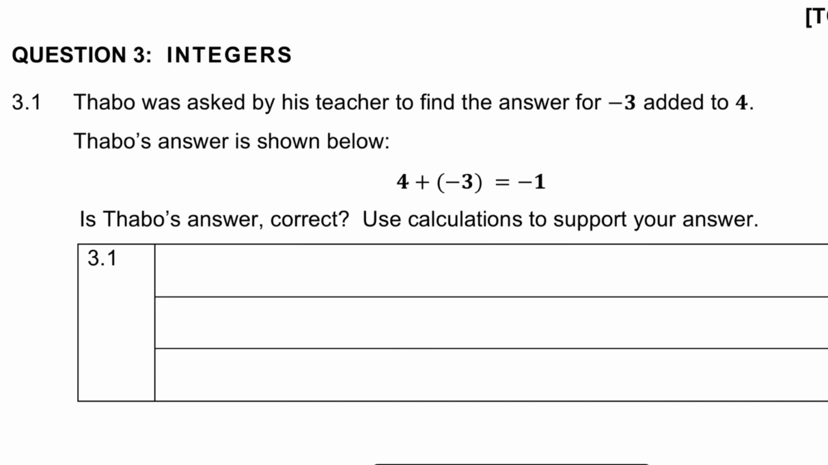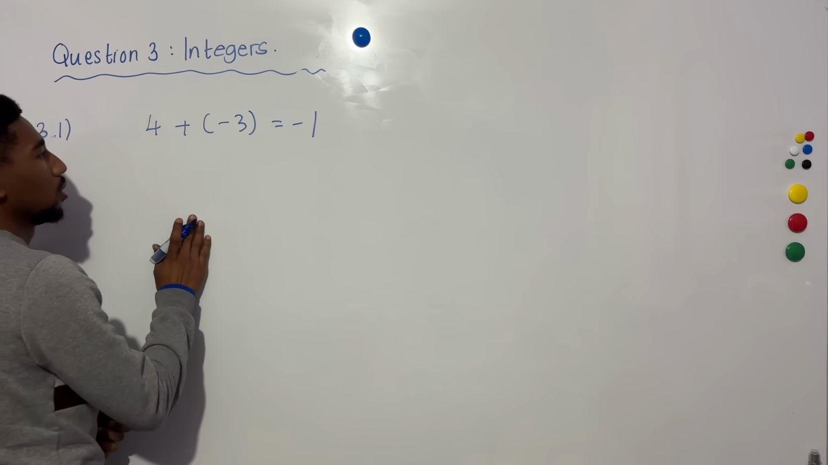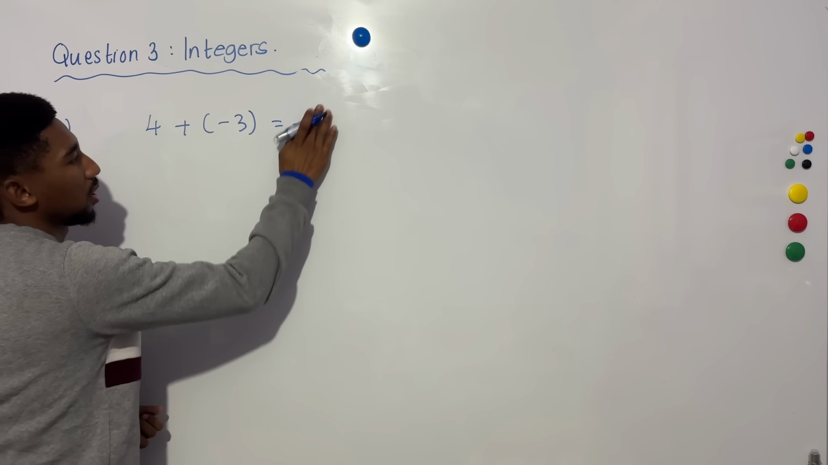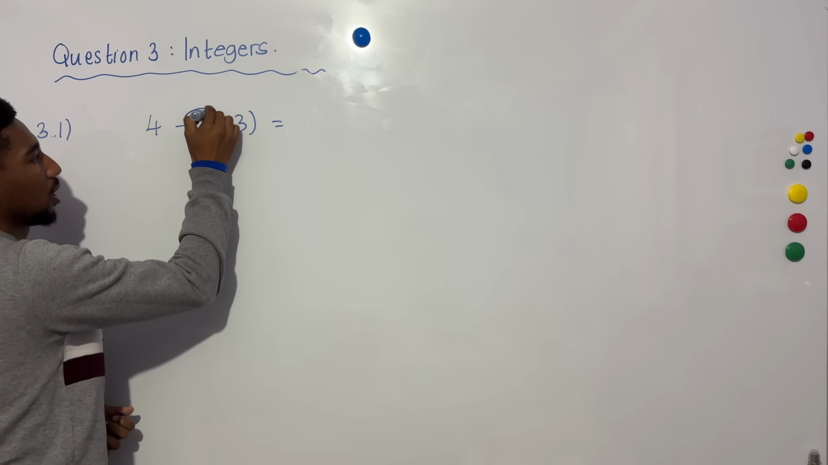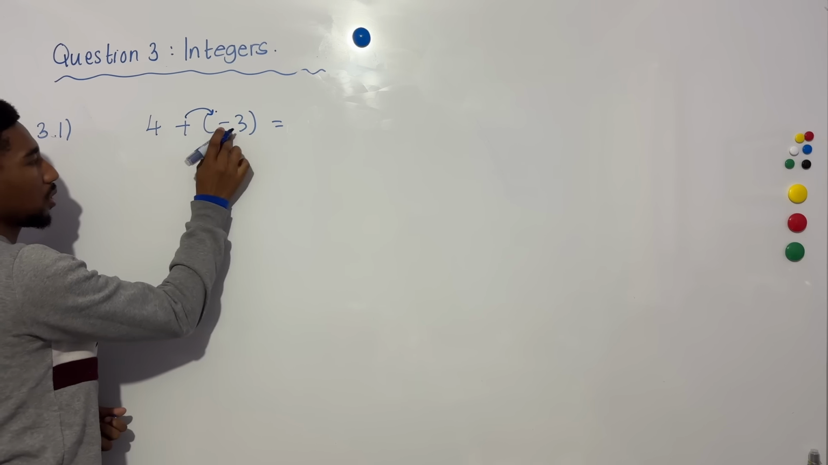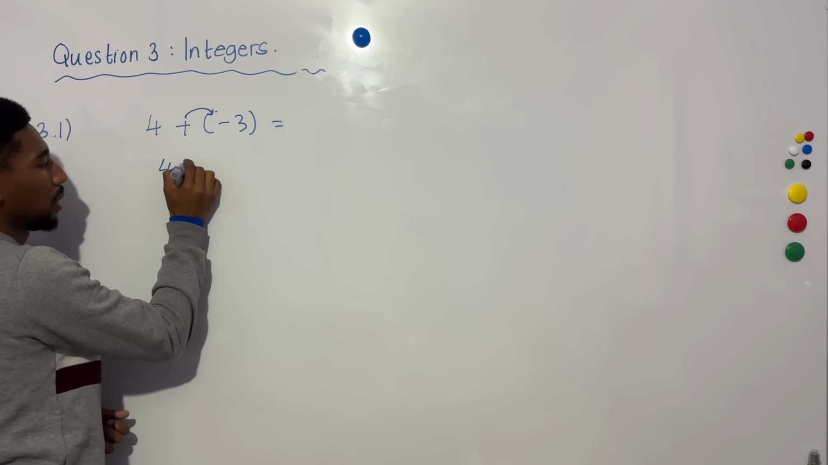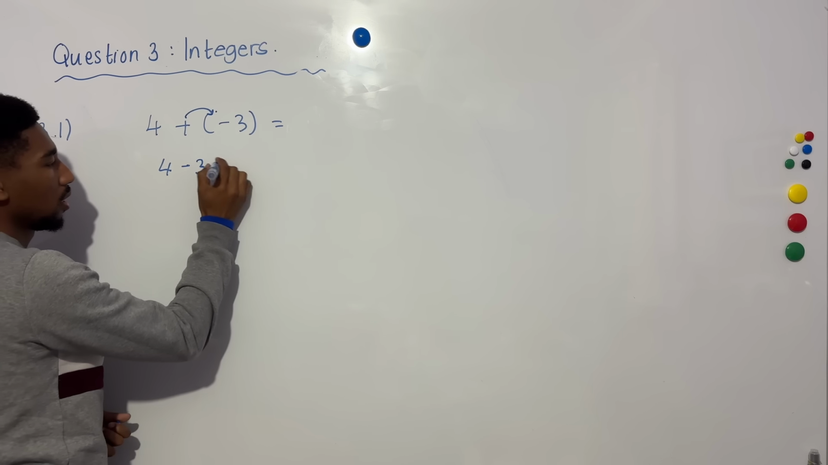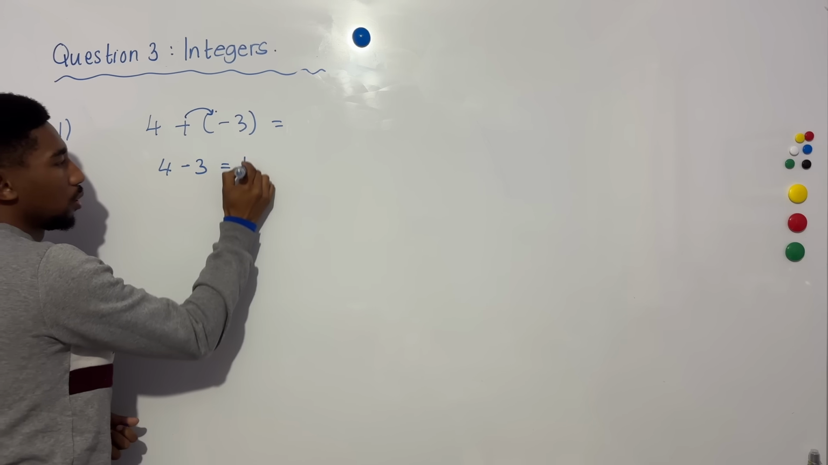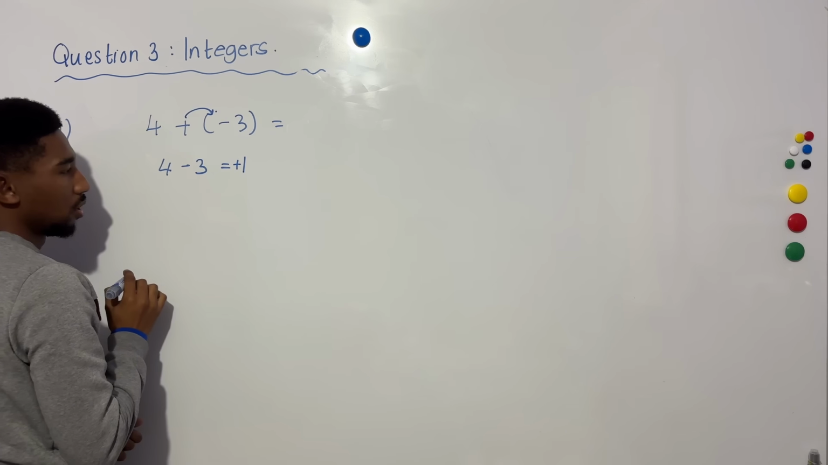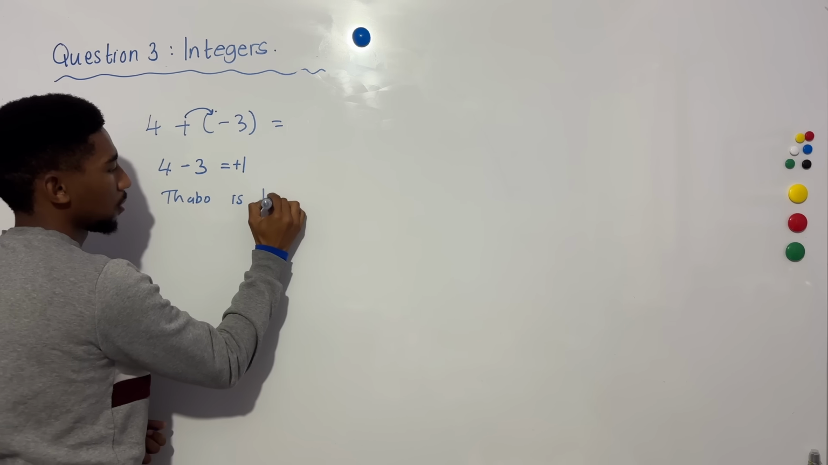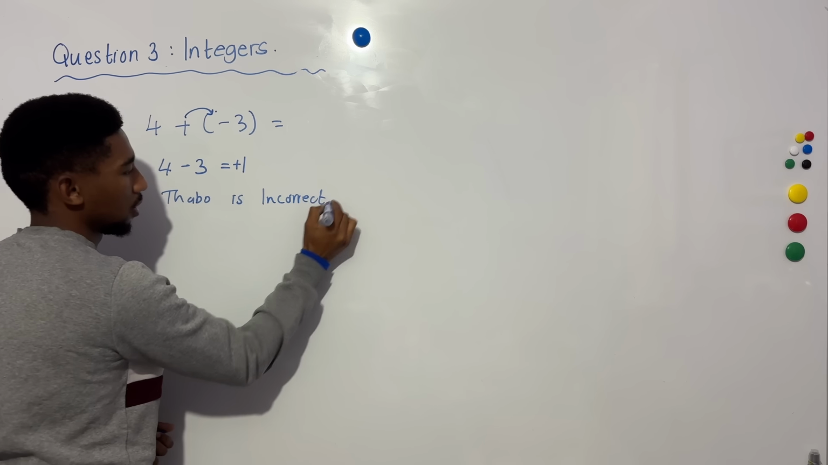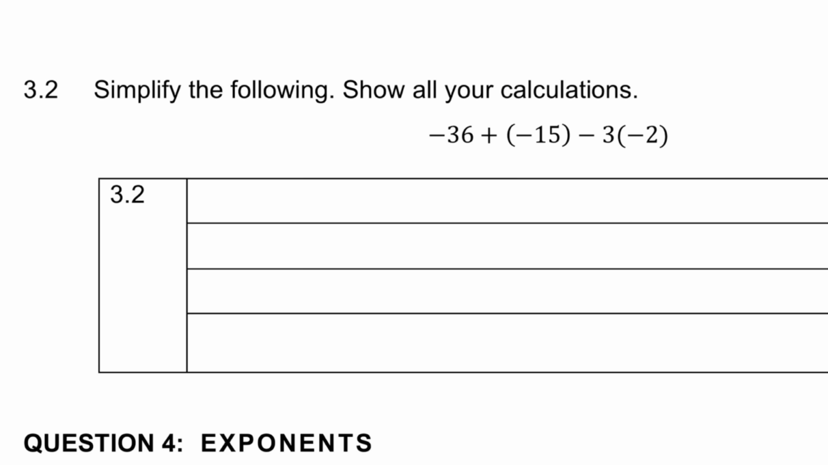So a few things we need to note about this equation. Let us first check this. Tabo's answer was -1, but let's just erase that to check it out. We know that when a plus sign is outside of a bracket, a plus and a minus, that still makes a minus. So we have 4 minus 3. 4 minus 3 is equal to 1, positive 1. So we state Tabo is incorrect.